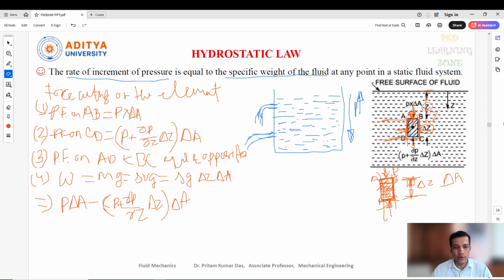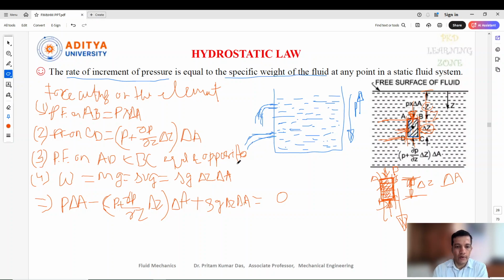One more force I told you, which is equal and opposite, that is neglected. And one more force, the weight of the element. So the weight of the element we know is always in the vertically downward direction. So that one also we can write plus rho g delta Z into delta A. So that equal to 0 we can write. Okay, that equal to 0.